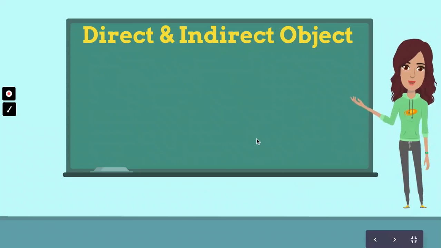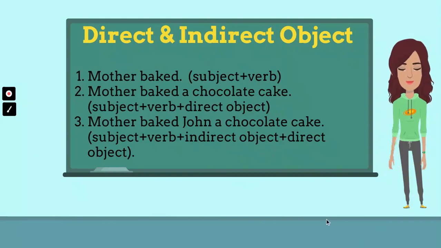Now, let's turn our attention to understanding what we mean by the indirect object. I have three different sentence patterns here. The first one, the subject and verb sentence pattern: Mother baked. Number two, subject, verb and direct object: Mother baked a chocolate cake. So remember the direct object. You find the verb, and you ask yourself, in this case, what of the verb? Baked what? The answer that you get, that's your direct object, a chocolate cake.